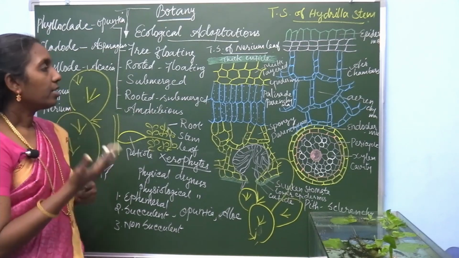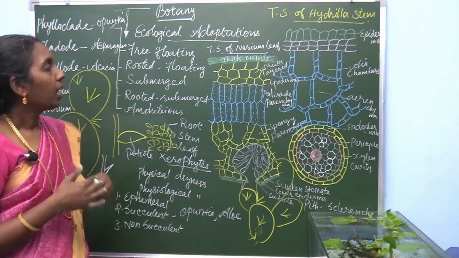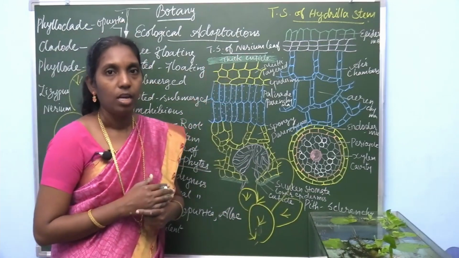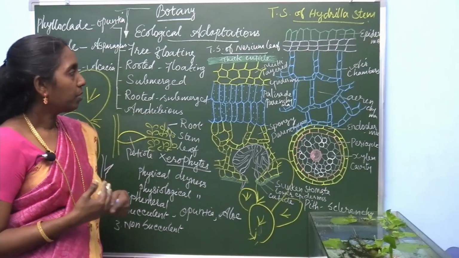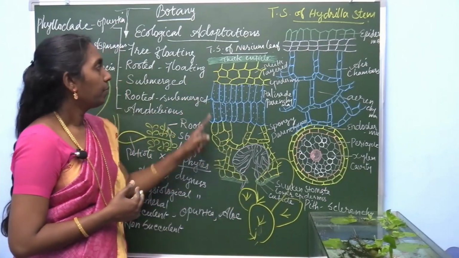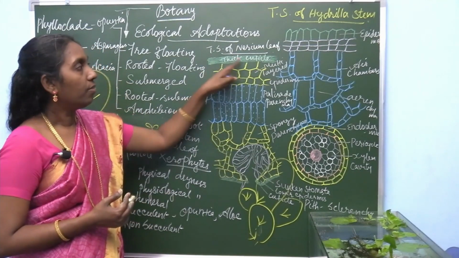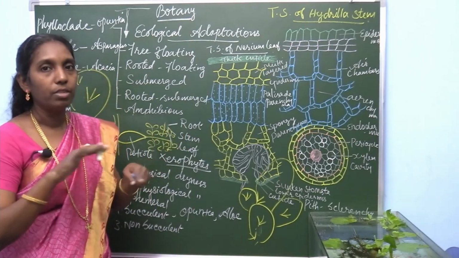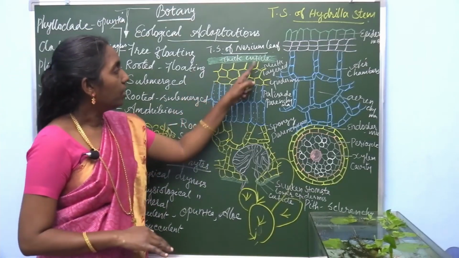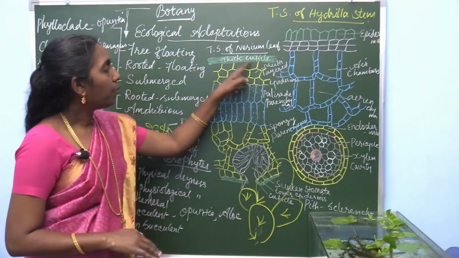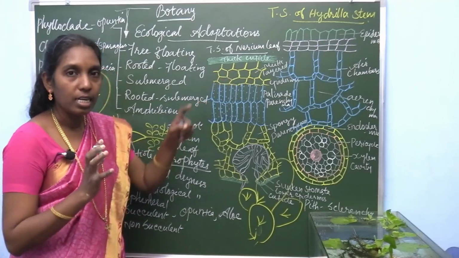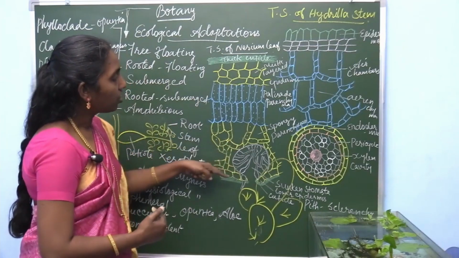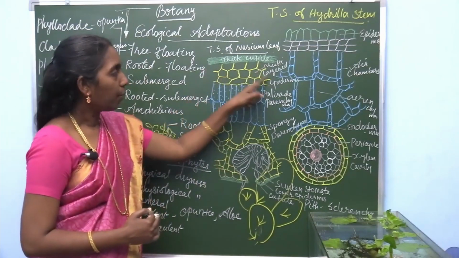Then what are the anatomical differences? Look at this diagram. This is an example of a Nerium leaf transverse section. Anatomically, what are the adaptations observed in xerophytes? There is a thick cuticle. The first layer is the cuticle, a thick cuticle completely covered with a waxy coat. Thick cuticle and multi-layered epidermis. The epidermis is multi-layered, and then the mesophyll.